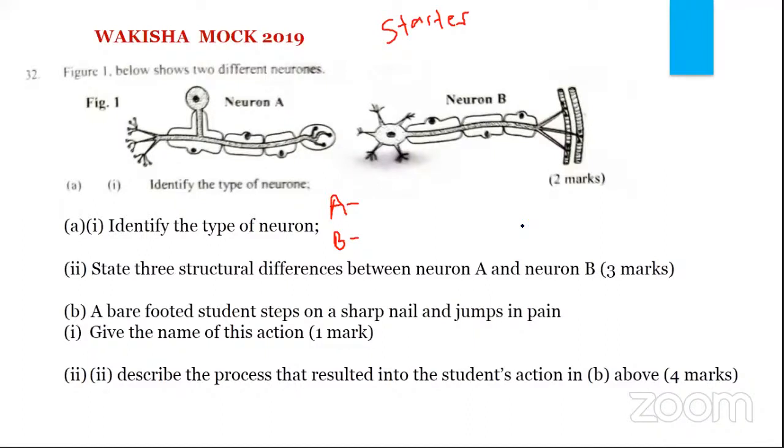Blessing says that A is sensory neuron. Yes, Daphne. When I ask you to unmute, please do unmute very fast. Daphne.